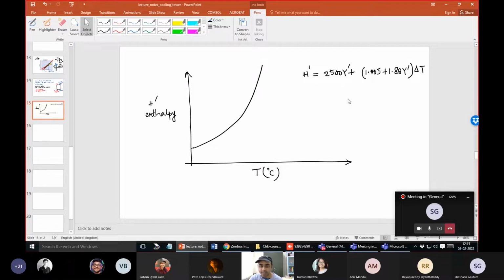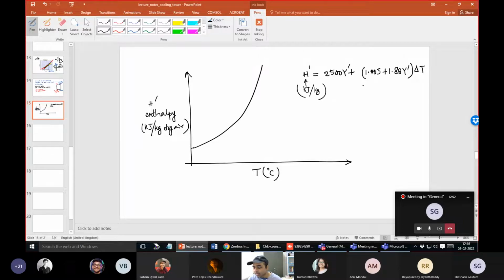And this enthalpy you will get in terms of kilojoule per kg. So this formula is for joule, so whatever, either in kilojoule per kg dry air or joules per kg dry air. Here please note that this formula is in terms of kilojoule per kg.